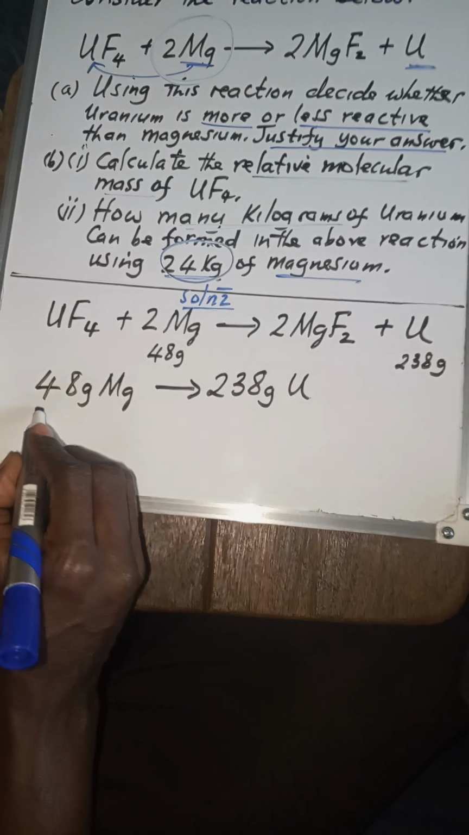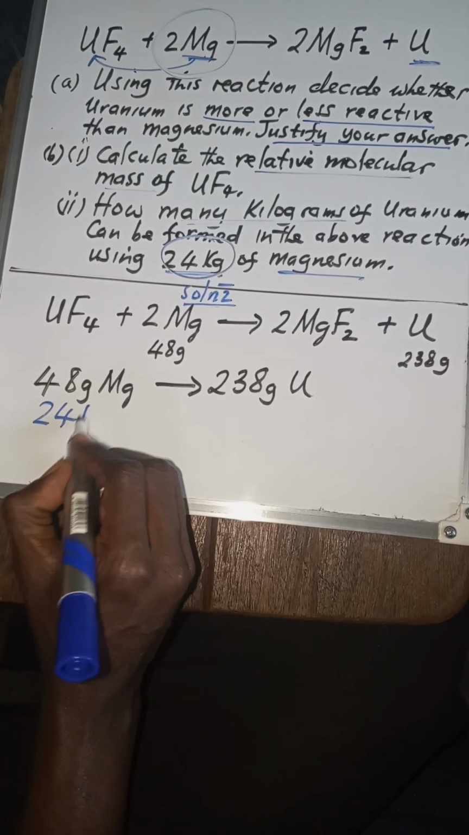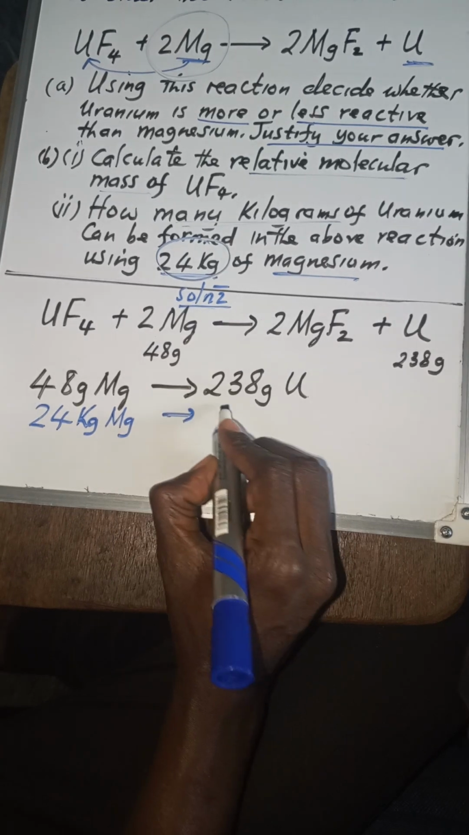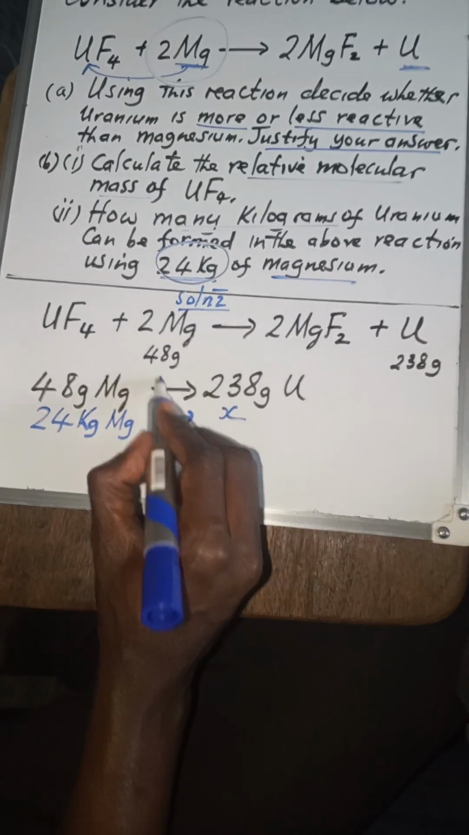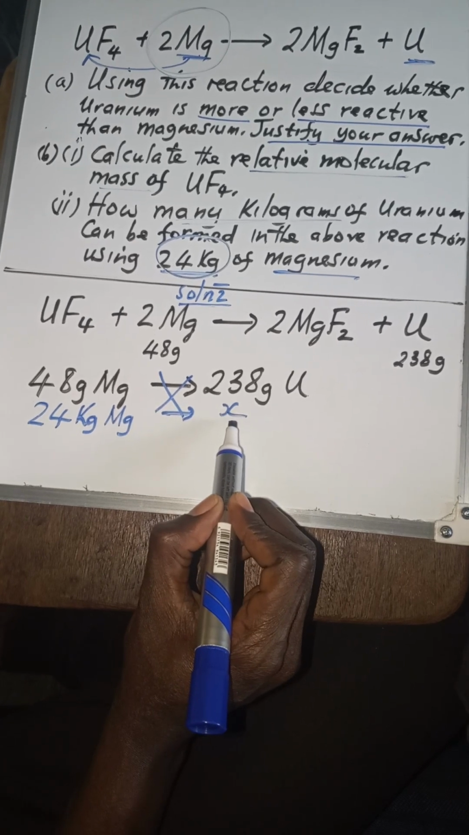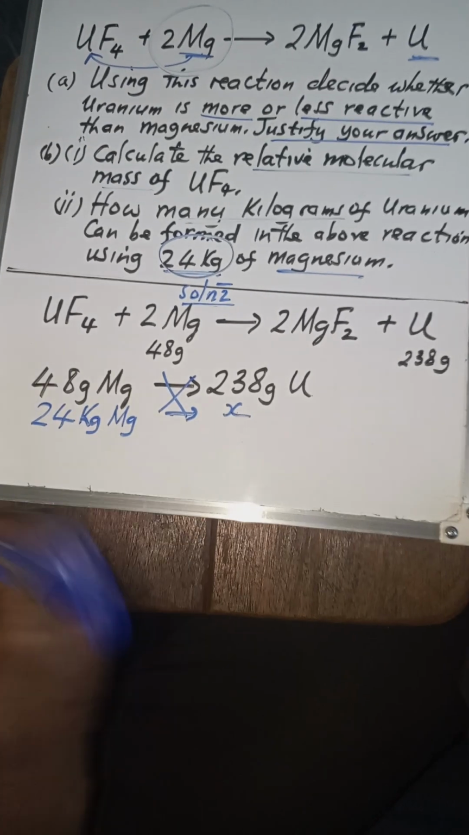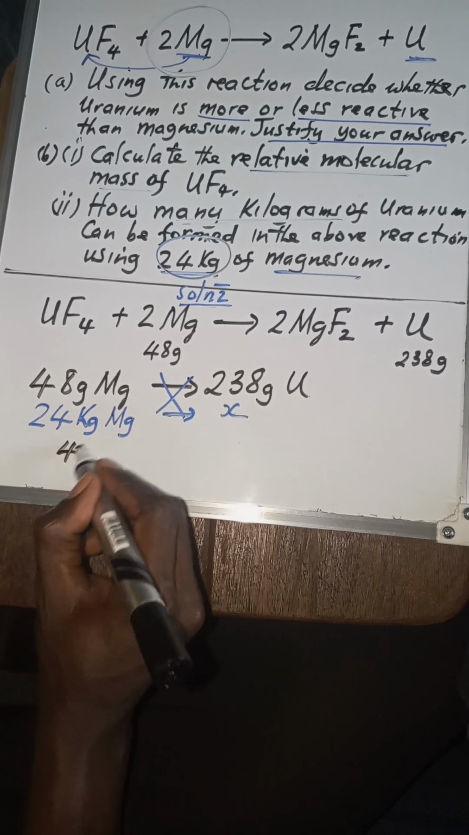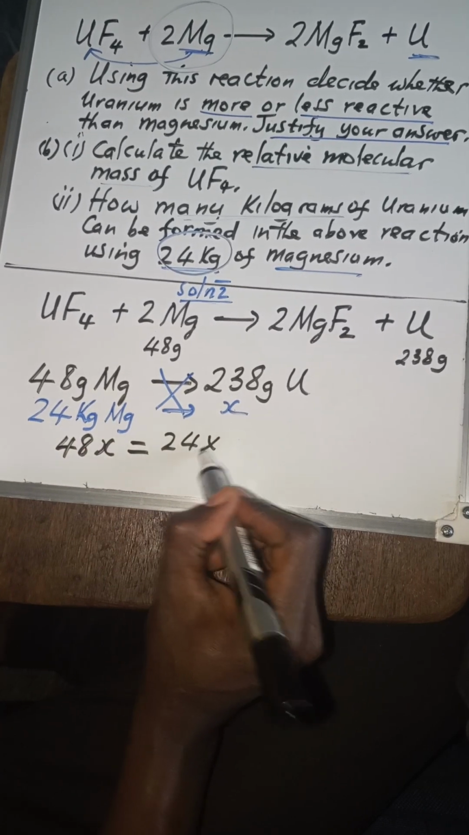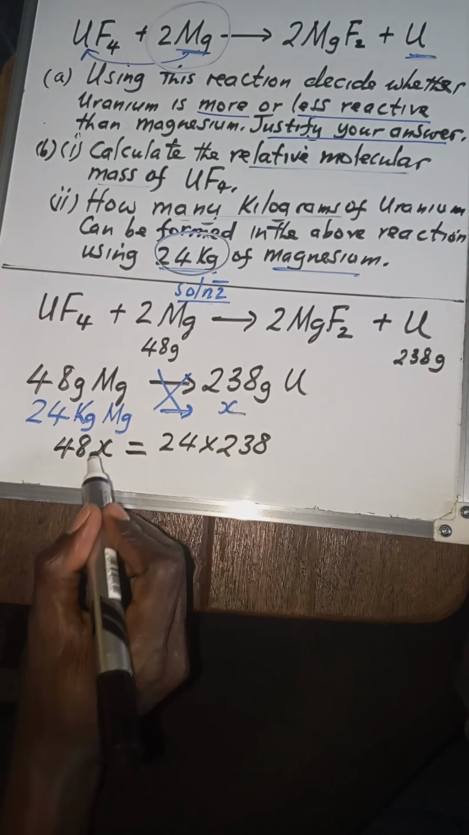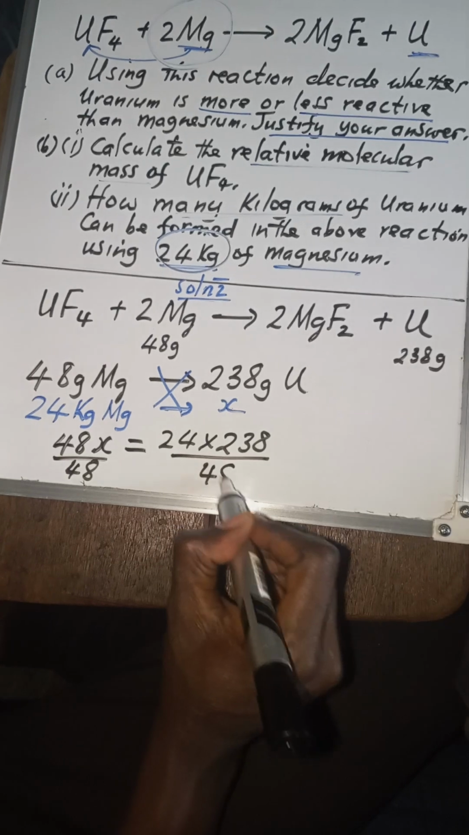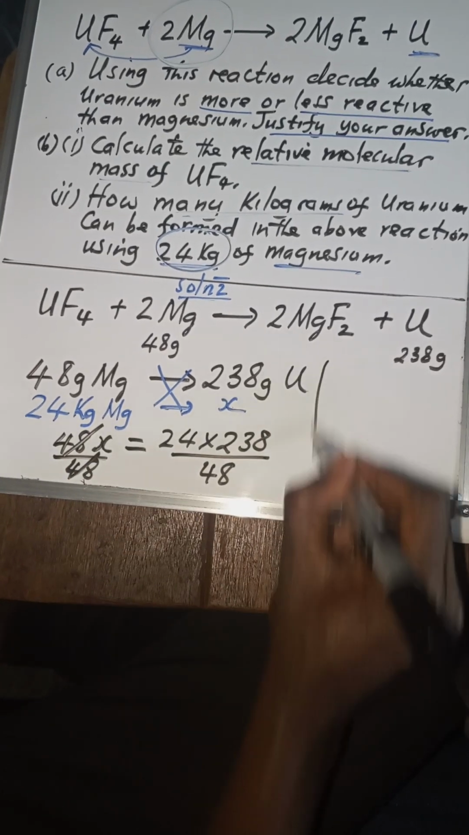So I'm going to say, suppose now I use 24 kilograms of magnesium, then what mass of uranium will I produce? Cross multiply. Remember, I'm using kilograms, so my answer will still be in kilograms. So it will be x times 48. That is going to give me 48x is equal to 24 multiplied by 238. To find x, I'll divide by 48. What I do this side, I'll do the other side. So this and that will cancel.